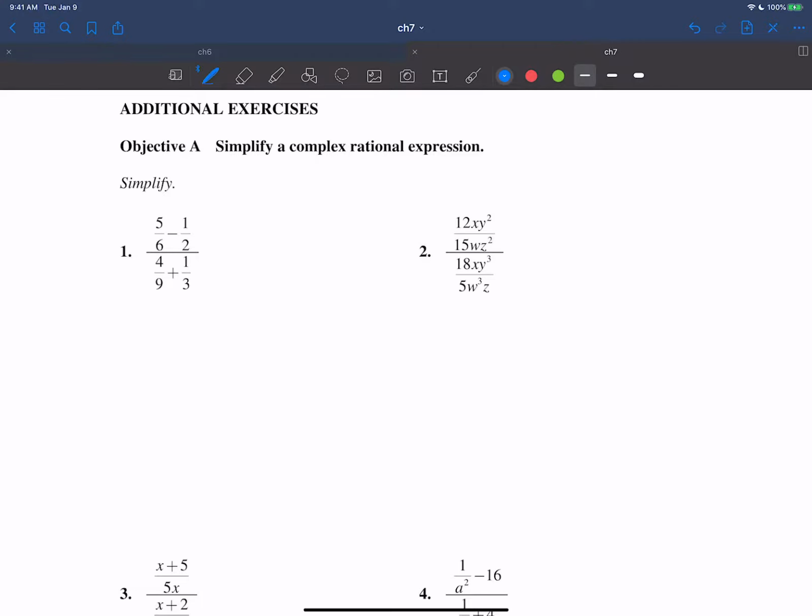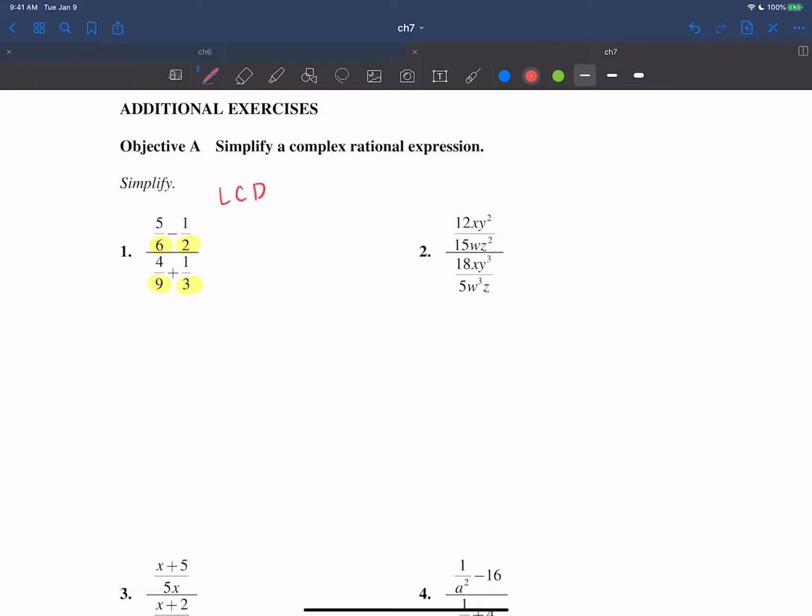How do you find the LCD? Well, you're going to look at the denominators: 6, 2, 9, 3. And you're going to ask yourself, what is the least common multiple of these 4 numbers? The minimum number that's divisible by 6, 2, 9, and 3. In this case, the easiest way to find it is starting with the largest denominator. The largest denominator is 9.